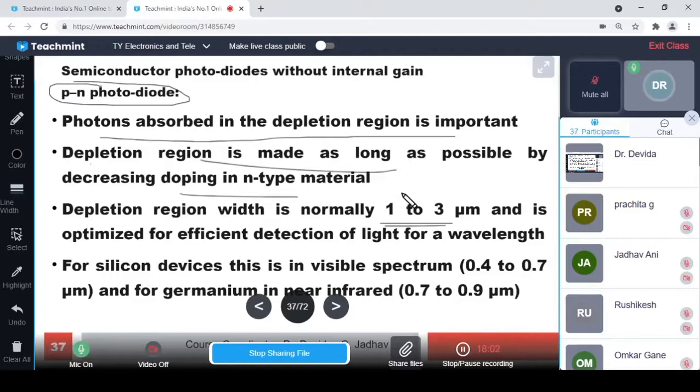Okay. So 1 to 3 is for PN, 10 to 50 is for PIN, and in the side illuminated PIN the absorption region is 500 micrometers. In case of front illuminated PIN, the absorption region is the same as the depletion region. So these are the things we have to remember. Efficient detection of light: silicon device spectrum 0.4 to 0.7 and germanium 0.7 to 0.9 micrometers. So this is the characteristic.